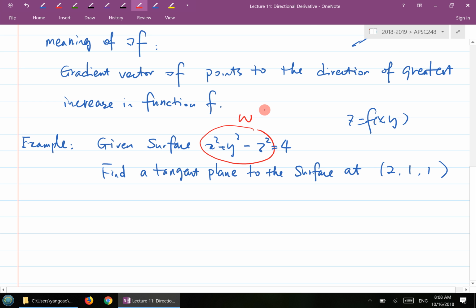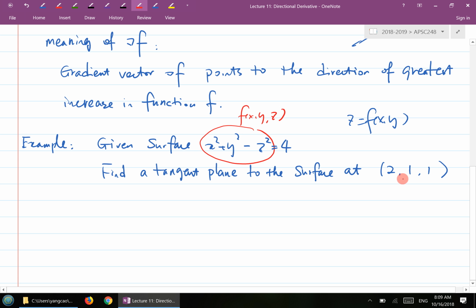If you look at this surface here, you can consider this whole left side as a w, or as a function f of x, y, z. So this is your whole left side as a function of three variables. Then this function f of x, y, z equal to 4 basically represents a level surface. It's a level surface for f of x, y, z.